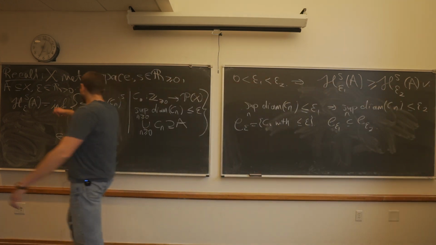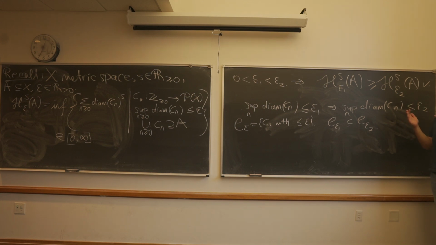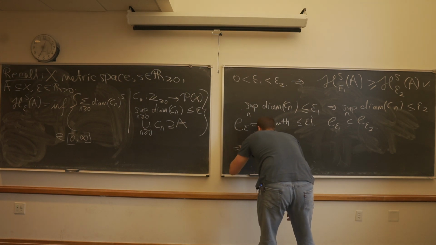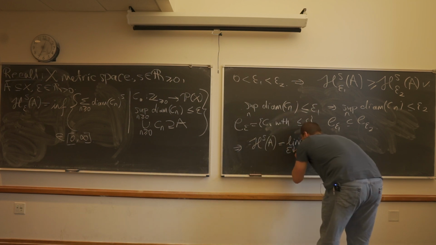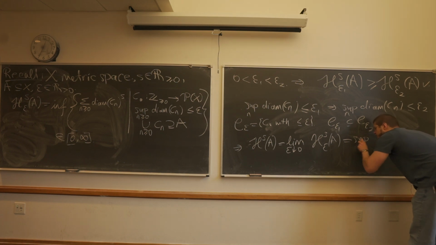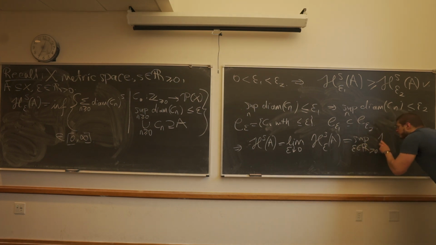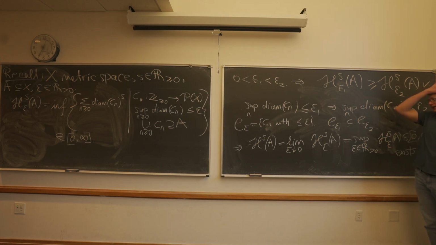Which means that if I were to take epsilon to 0, this h to the s sub epsilon of a is going to keep increasing quite possibly, but it's going to converge somewhere, possibly to infinity. So the limit as epsilon goes to 0 of h to the s sub epsilon of a, which is also, based on this, the sup of epsilons, exists. Okay, this limit exists. So this does make sense, for any a and for any s. And this is what is called the s-Hausdorff outer measure.